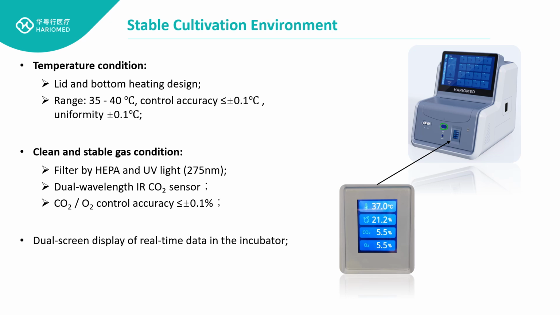And for the gas concentration, how do we ensure the clean and stable environment? All gas entering the chamber will be filtered by HEPA filter and UV light. And also, a dual wavelength sensor is used to ensure the concentration. We can see here a dual screen displaying all key culture parameters, and it is independent of the touchscreen, which is very stable for the real-time data display like temperature, gas concentration, and humidity as well.